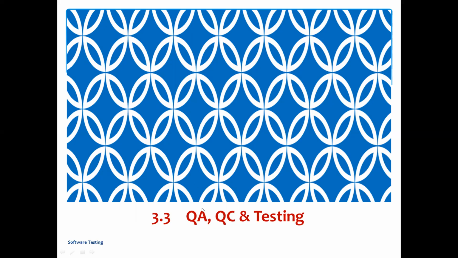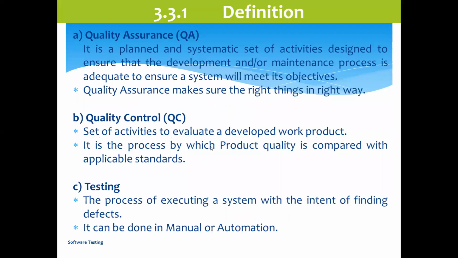Okay. Next is QA, QC, and testing. So QA, the full form is quality assurance. QC, the full form is quality control. And testing, this is the full form only, no short form. So what is this QA? QA is a planned and systematic set of activities. Whatever the activities are going on, that is called QA. So that is planned activity. It is not like the unplanned activities.